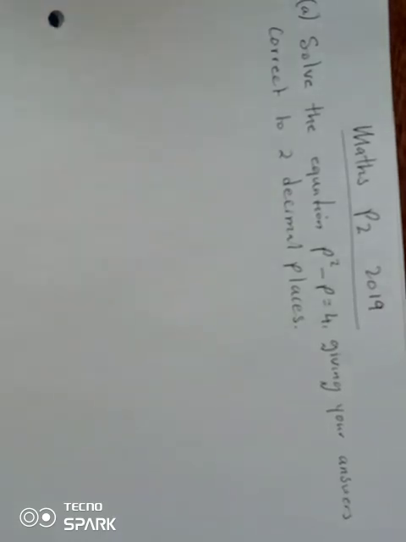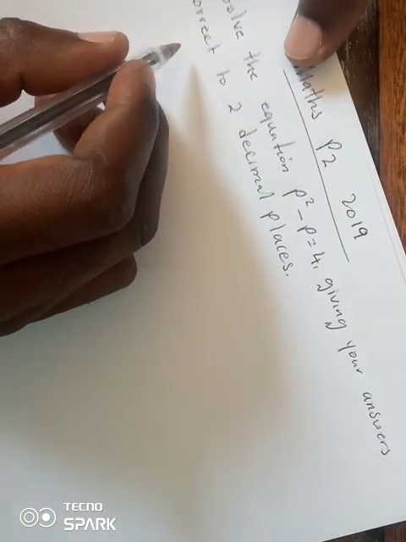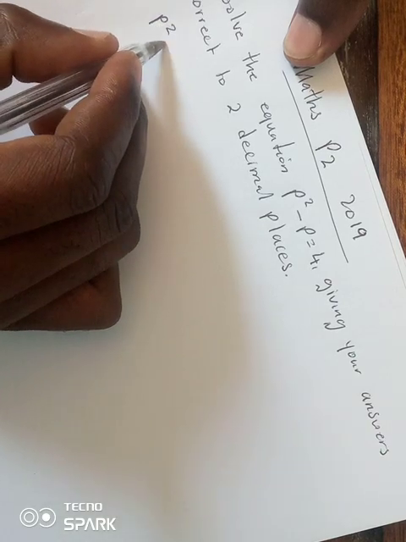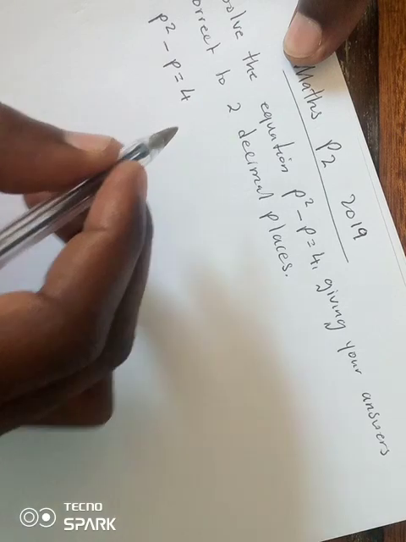Okay, we've got Maths Paper 2, 2019. So we'll be solving question 3a. This question is a quadratic question. So the question that we have is p squared minus p equals 4.